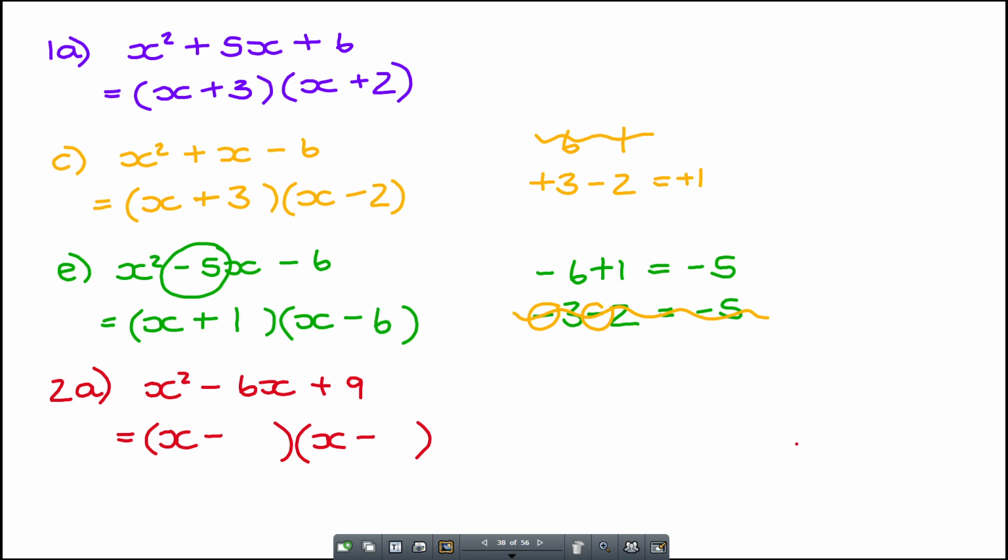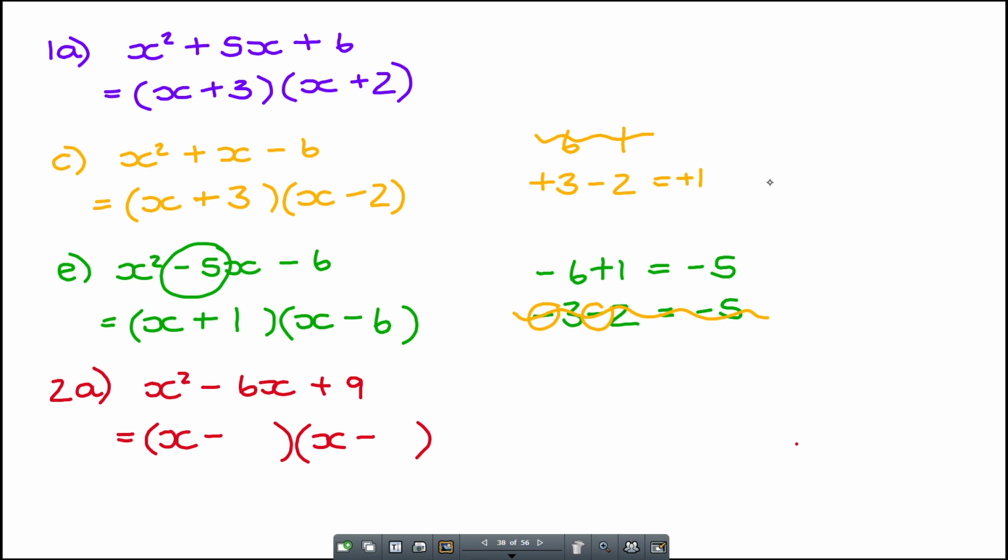Okay. X squared minus 6x plus 9. Now that plus tells me that it would be plus plus or minus minus. How do I decide between the two? I look at this sign. Because that's a minus, I knew it would be x minus something and x minus something.